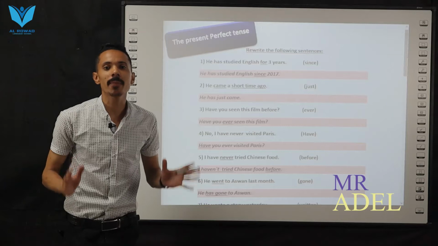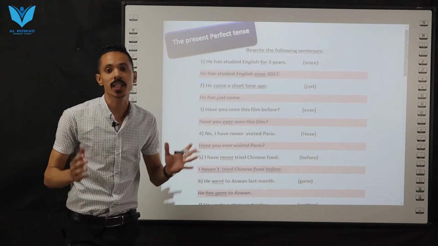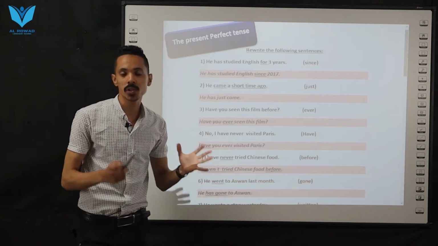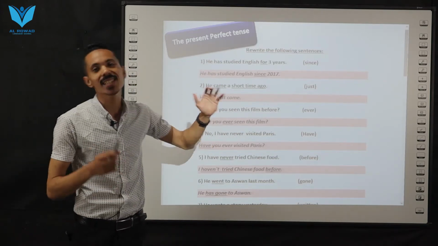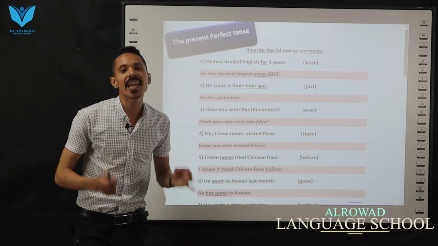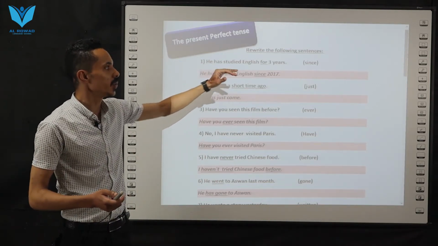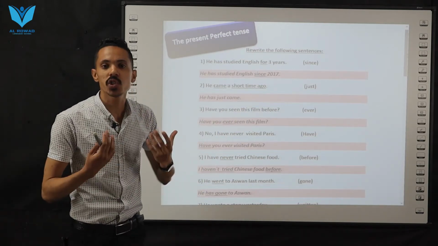Now we have some exercises about the present perfect tense that we have taken in the grammar last session. So here we have a question for you and you will see the answers. Rewrite the following sentences. The first sentence says, he has studied English for 3 years. I want you to join since. So what shall you do here?